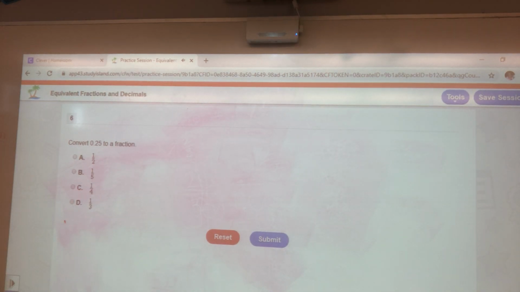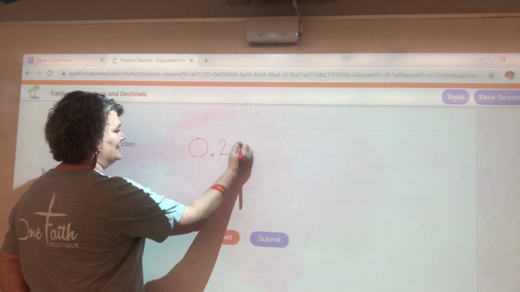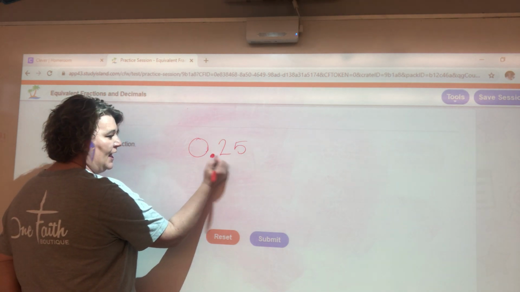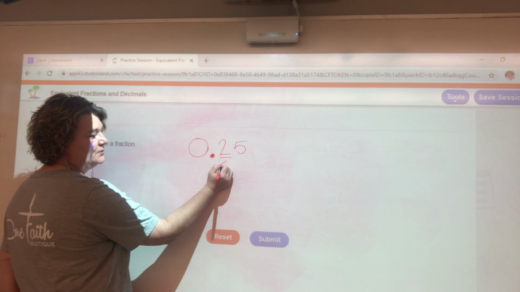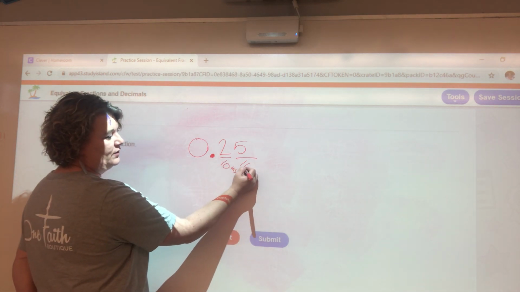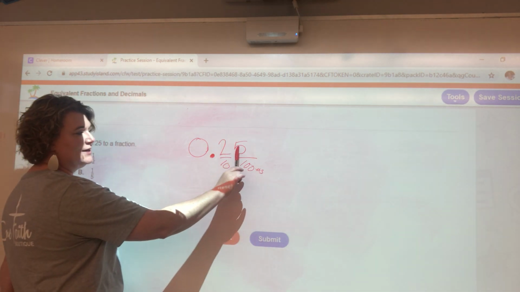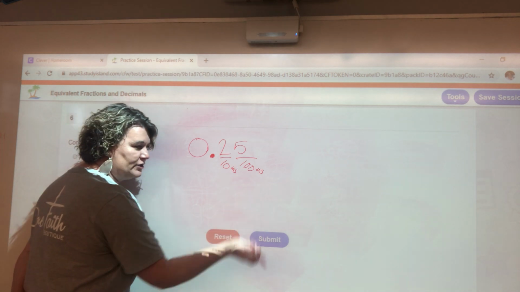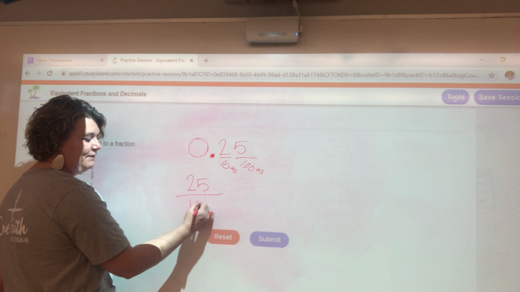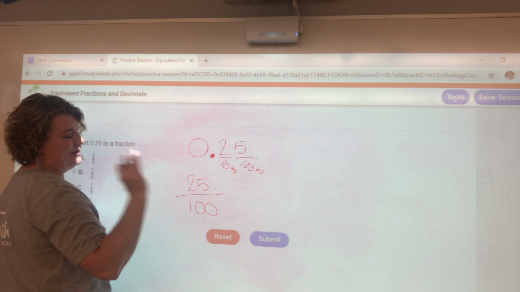Convert 0.25 to a fraction. Well, here's what you do on this. You got to think about the places that these fall in. So here's your decimal. And one place to the right of the decimal is the tenths. 2 places to the right of the decimal is the hundredths. So how would you say this number? 25 hundredths. So another way to write that is like a fraction. 25 hundredths. That and that are the exact same thing.